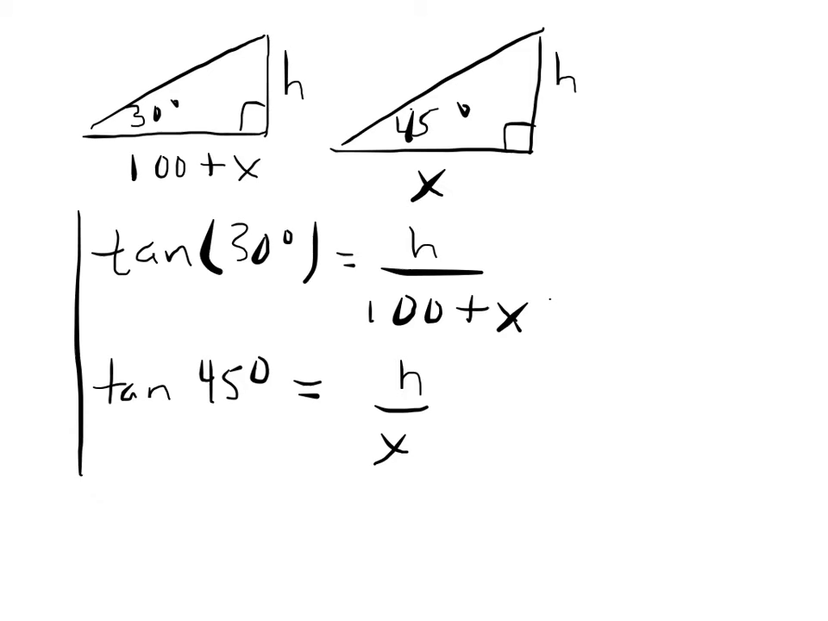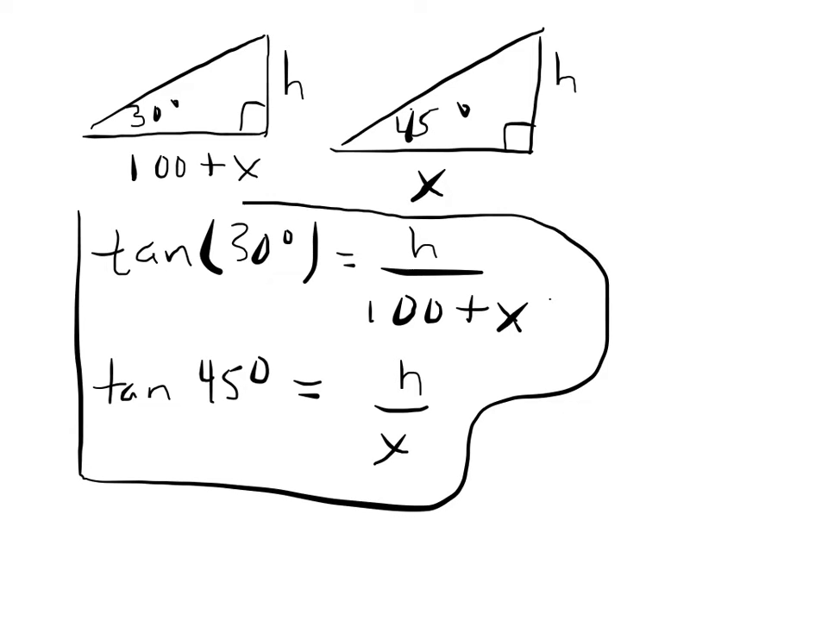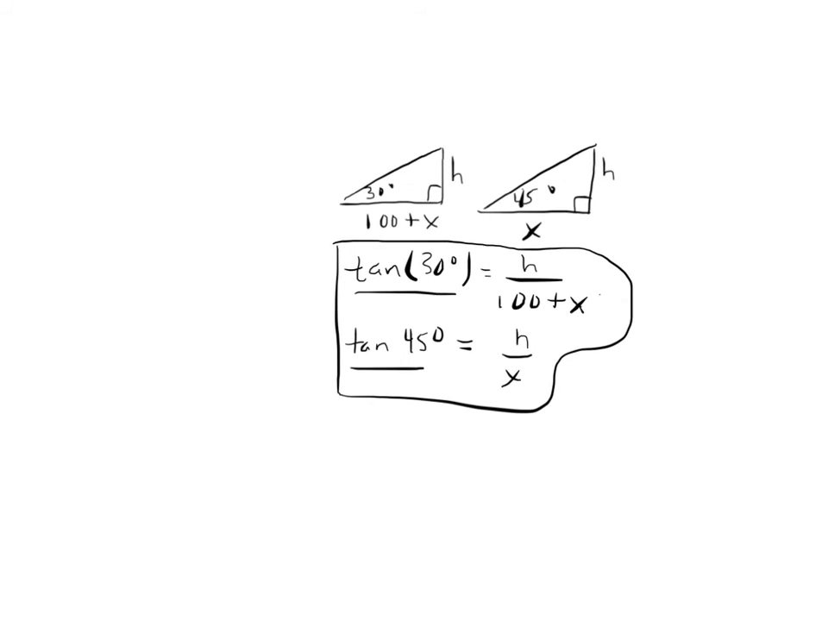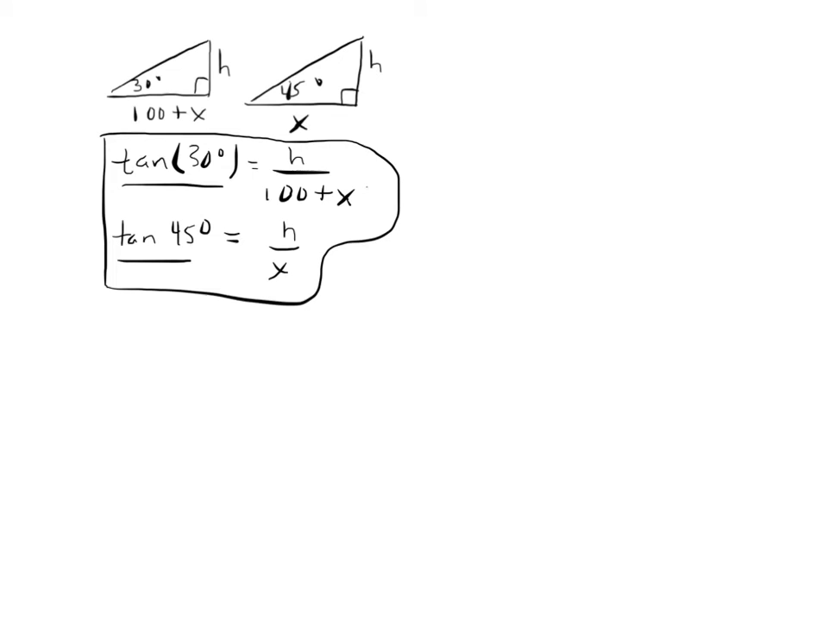And now I want you to look at what you have here. You have two equations and two unknowns. Note the tangent of 30 and tangent of 45 are numbers. The tangent of 30 from a 30, 60, 90 triangle is the following.